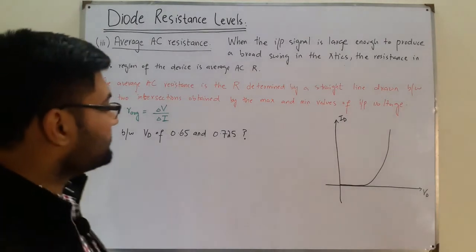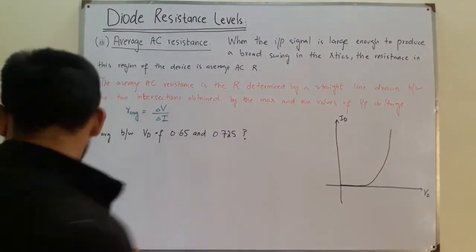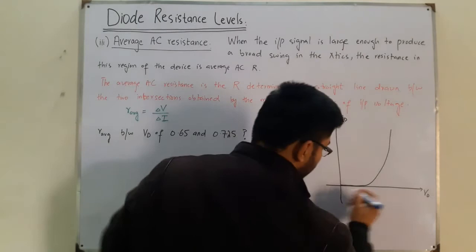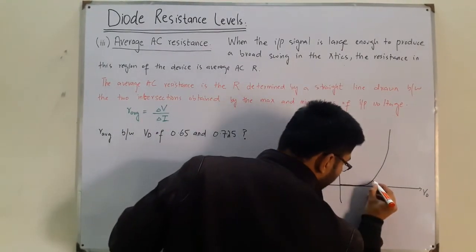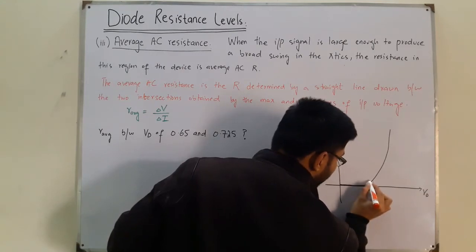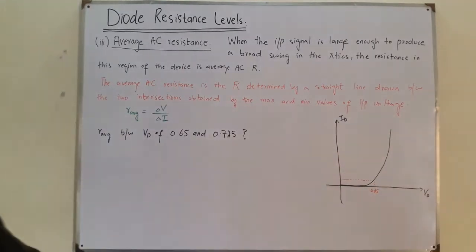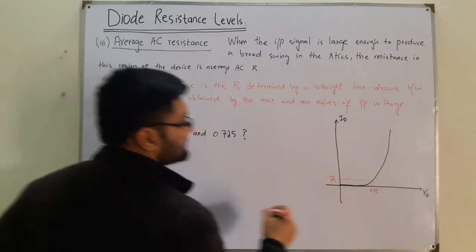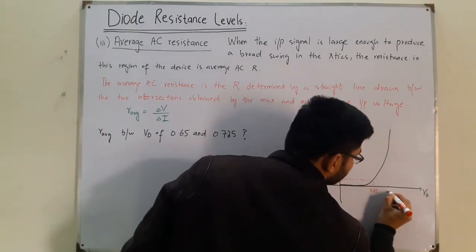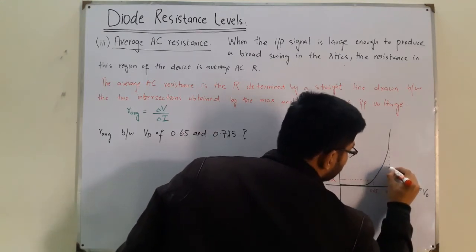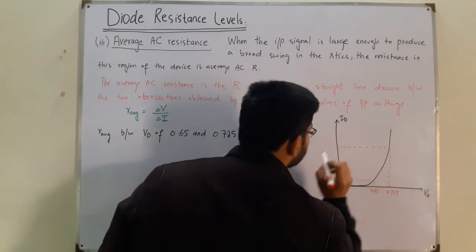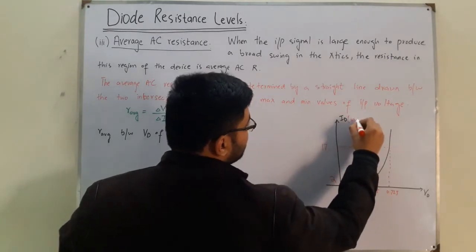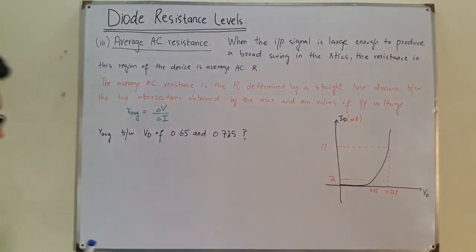So coming back to the question, 0.65. Where is 0.65? What is the barrier potential? So 0.65 and 0.725. If this is 0.65, we have a corresponding value of current which is mentioned over here, and it is 2 milliamperes. And similarly for 0.725, the value of current given is 17 milliamperes. So this ID is in the range of milliamperes. Now you can find out the R average.